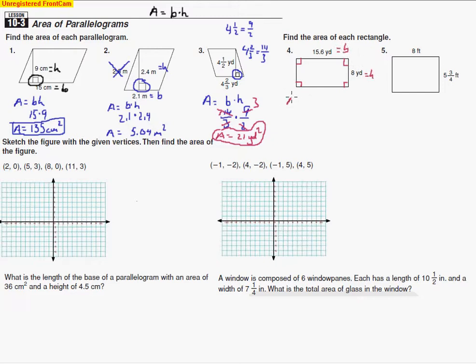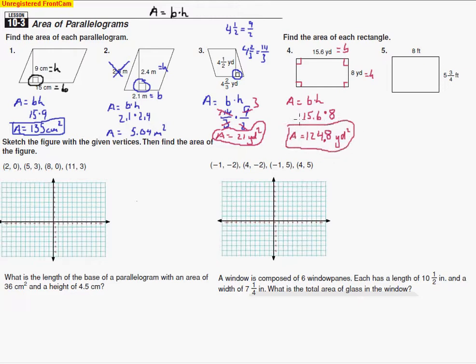Our area formula, again, is just base times height. We're just substituting the numbers in there. The base is 15 and 6/10, and we're multiplying that by 8. So we've got 8 times 6 is 48, and then 8 times 5 is 40, plus 4 makes 44. 8 times 1 is 8, plus 4 makes 12. So we move the decimal just one space over this time, and we get 124 and 8/10 yards squared, and that is our area.